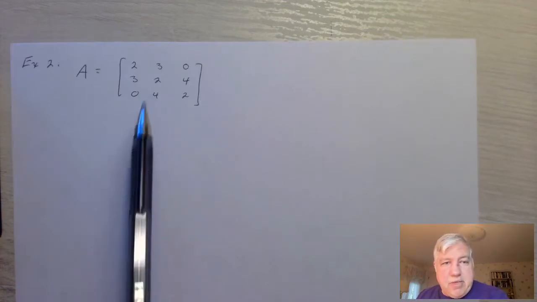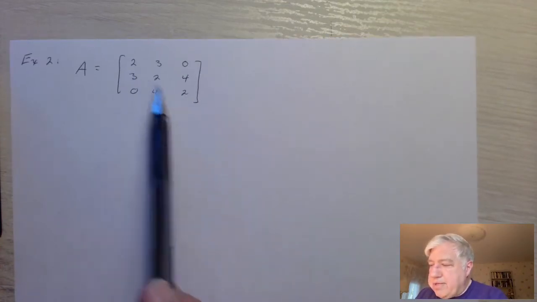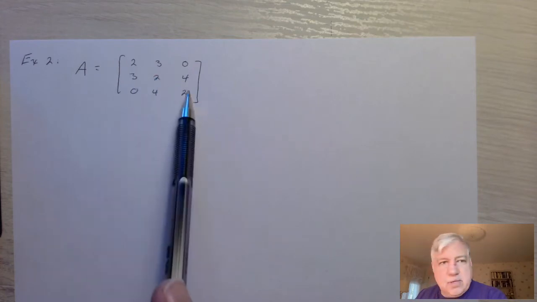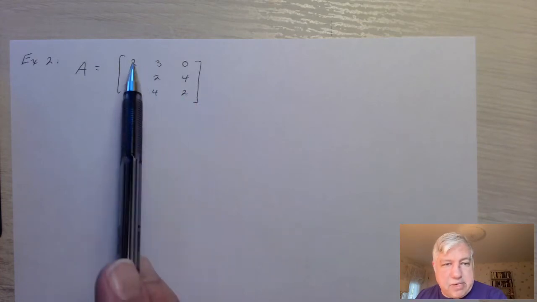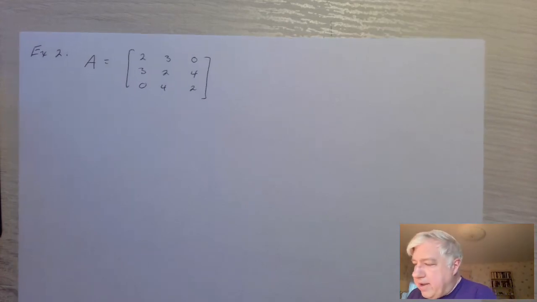Let's look at a 3 by 3 matrix. We can see by inspection that this is symmetric. It's equal to its own transpose. We can also see it's symmetric with respect to the diagonal. And so let's go and find the eigenvalues.